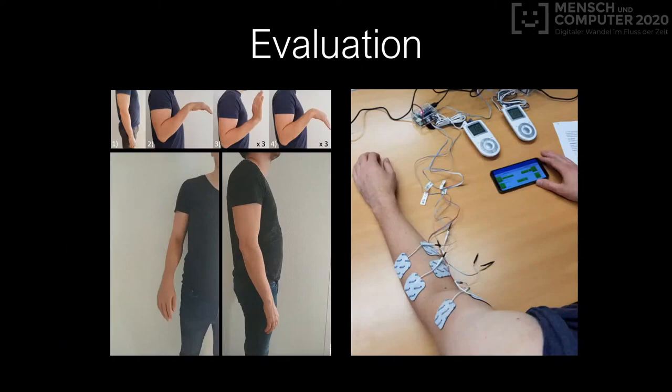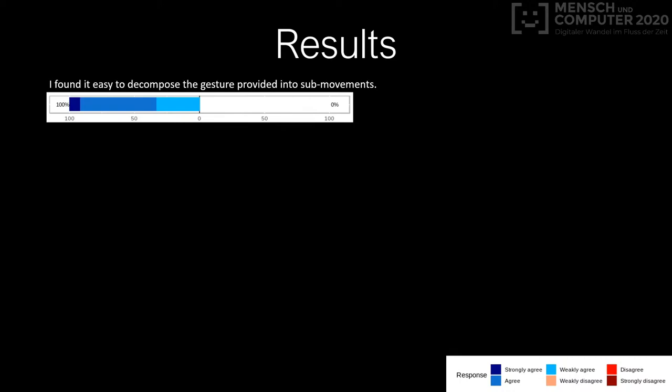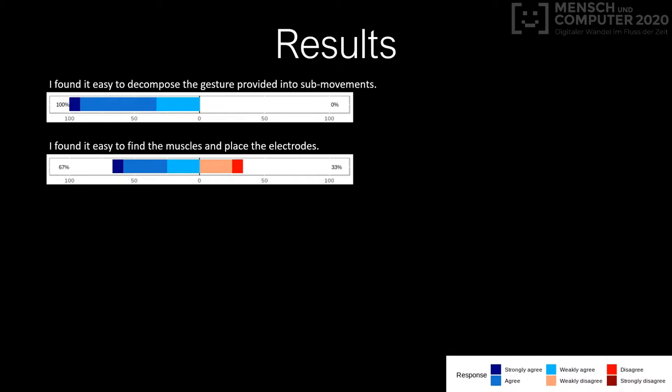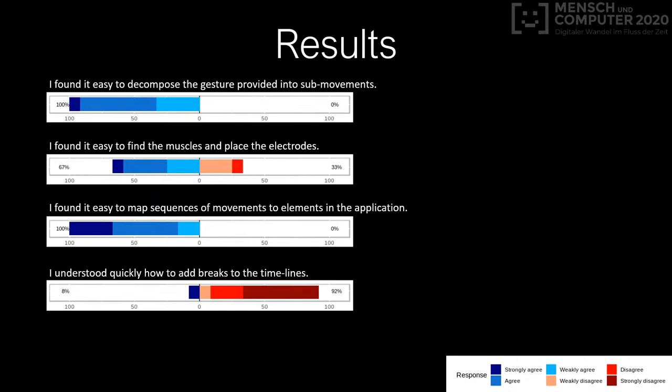We evaluated our design process and the tool and the app in a study with 12 participants. As results, we found that it's easy to decompose the gestures into sub-movements. It was a bit harder to identify the muscles and the placement of the electrodes. And it's easy to map the sequence to the application. It was quite hard to add breaks into the timeline, which we fixed in the final version of our app.